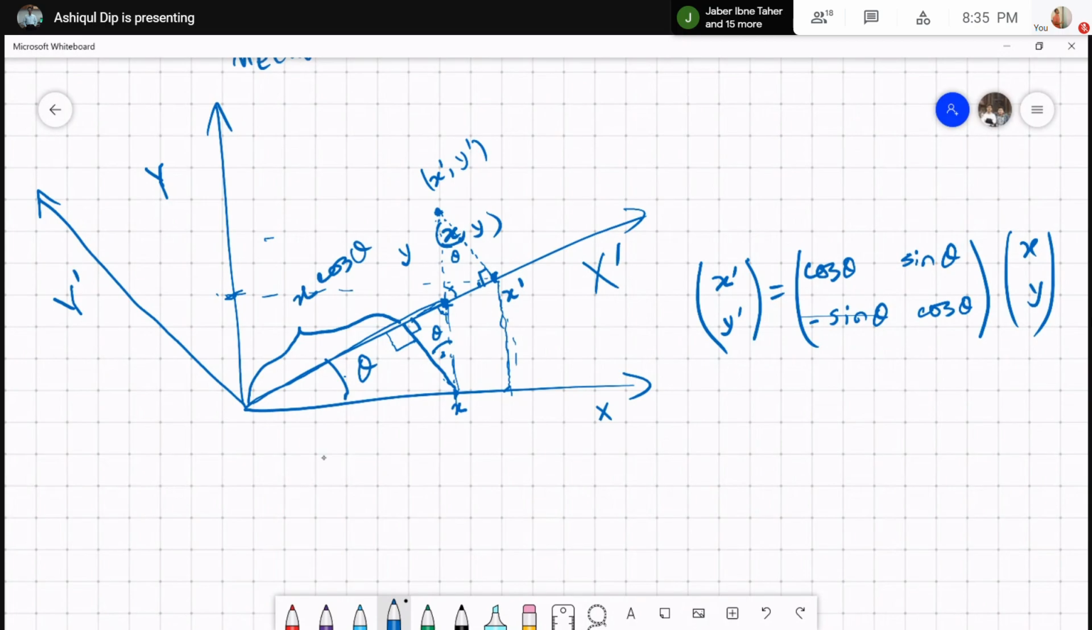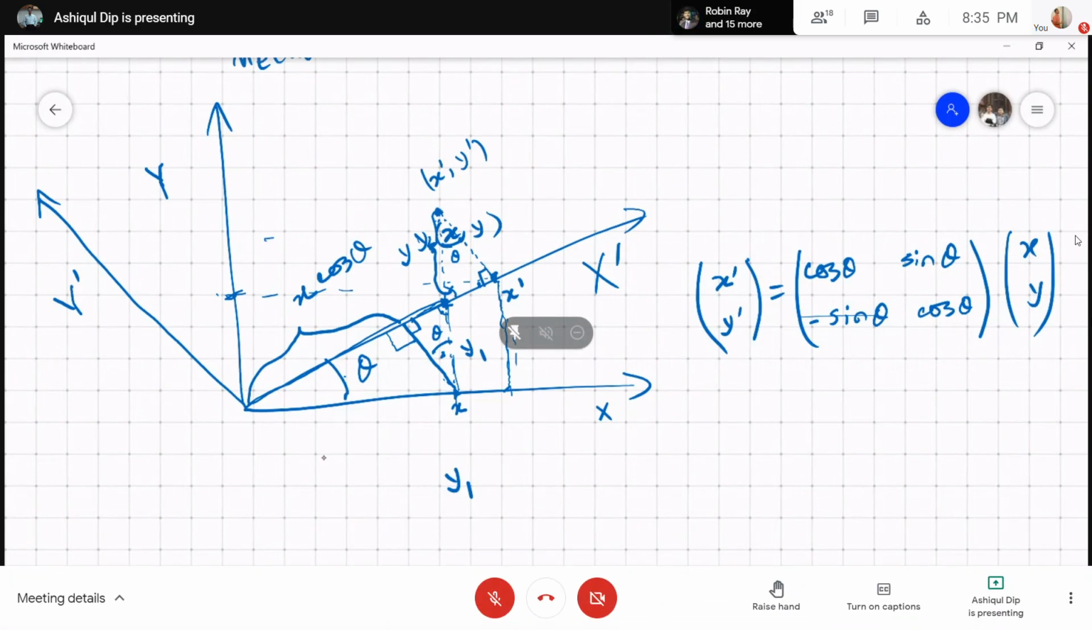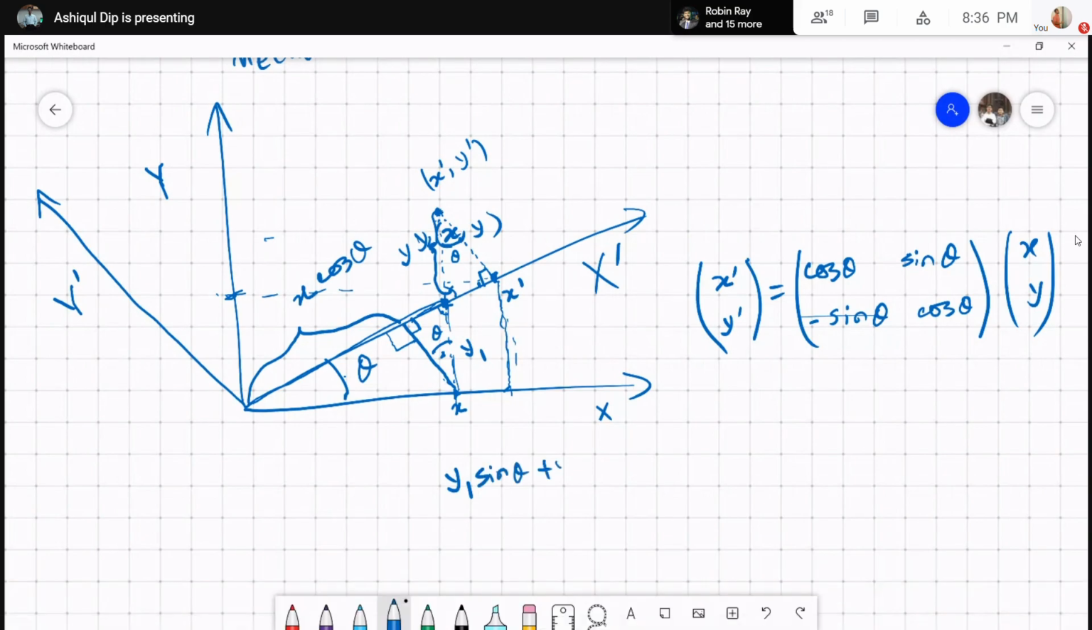So say this one is y1 and this part is y2. Then y1, how much is that? It is y1 sine theta plus y2 sine theta would be the rest, right? This part. And also we need that other part, plus x cosine theta.